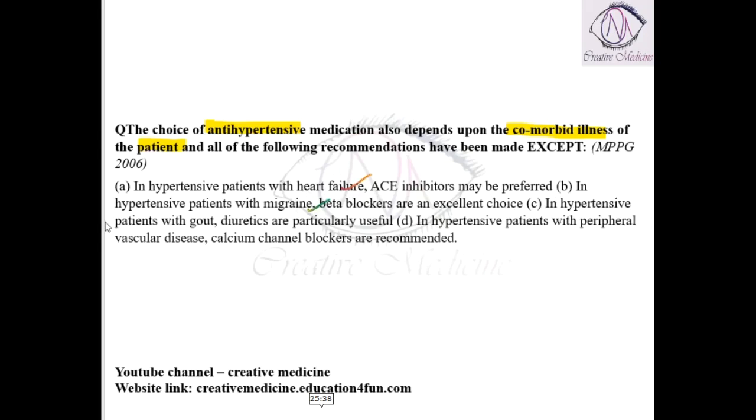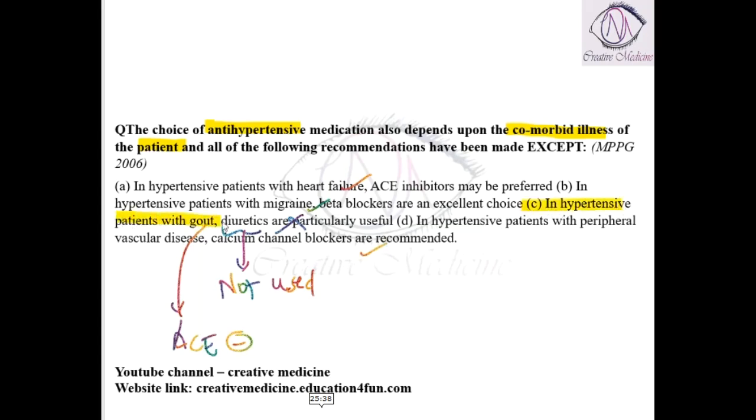In hypertensive patients with gout, diuretics are particularly useful. No, actually diuretics are not useful in gout patients. If there is gout, actually ACE inhibitors are preferred. In hypertensive patients with peripheral vascular disease, calcium channel blockers are recommended. True.